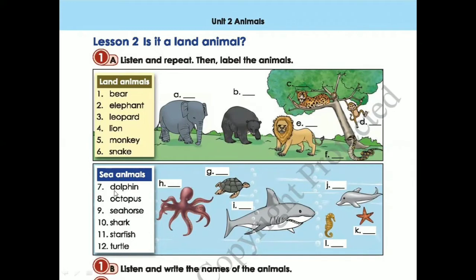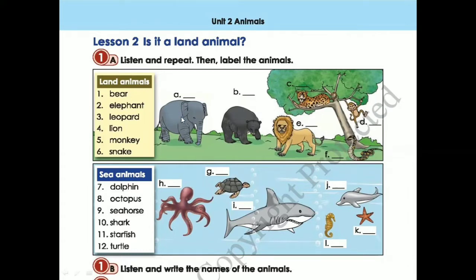So sea animals: dolphin, octopus, seahorse, shark, starfish, turtle. Okay, so the next one is we have to label the animals.